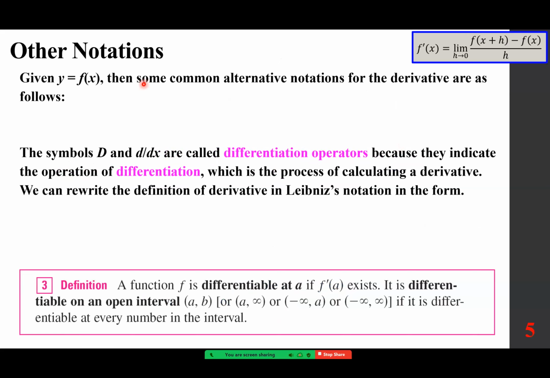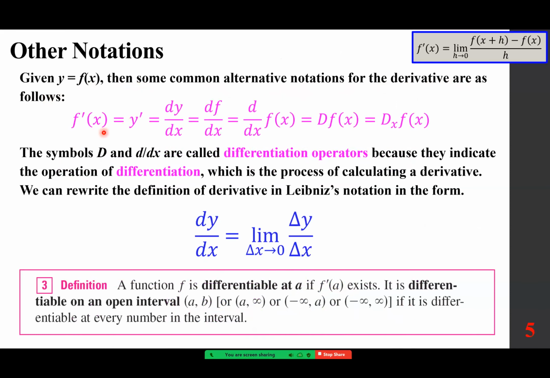Now, given f of x, some common alternative notations for the derivative are as follows. F prime of x equals y prime, dy dx, df dx, d dx of f of x, capital D of f of x, capital D sub x of f of x. These are different ways of saying the same thing, everybody. I can't emphasize enough, okay?